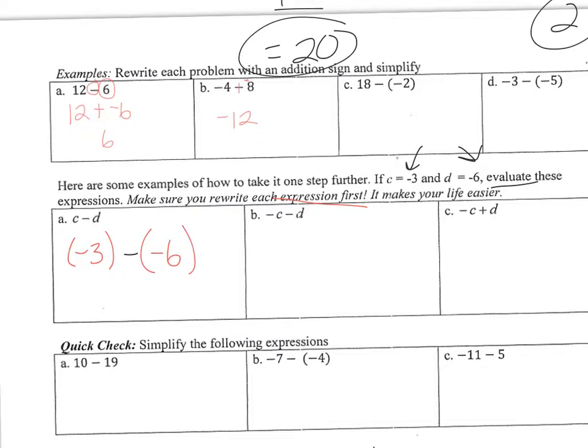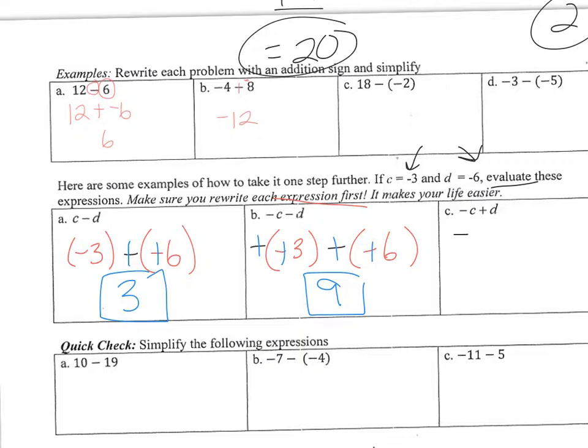So to evaluate this, I'm going to change this one to plus and make the opposite. So now it's turning into negative 3 plus 6, which is 3. Next one, it's negative C, which C was negative 3, minus D, which is negative 6. So what happens is you have two negatives that make a positive right here, and these two negatives make a positive, so you're left with 3 plus 6, which is 9.